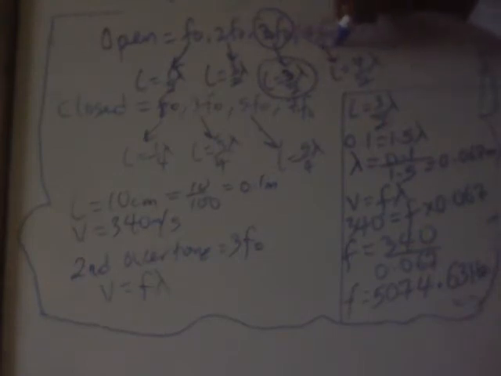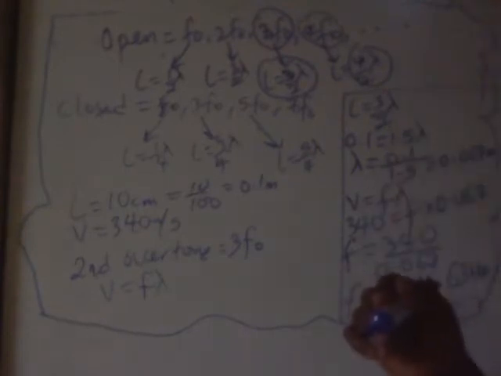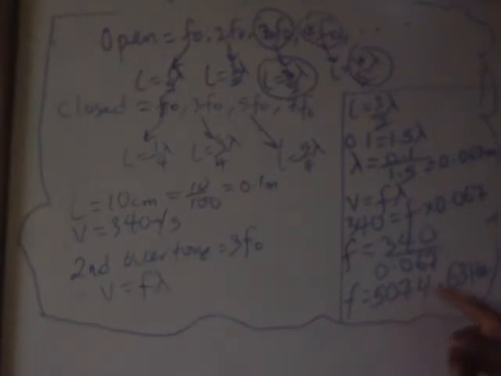The same thing applies here: 4 F naught corresponds to 4 over 2 F naught. So 5074.63 hertz is the final answer. You don't need to multiply by 3 again, because the 3 here is already the 3 at the numerator. The 2 here is already the 2 at the numerator. The invisible 1 is the 1 at the numerator. The 4 here is the 4 at the numerator.